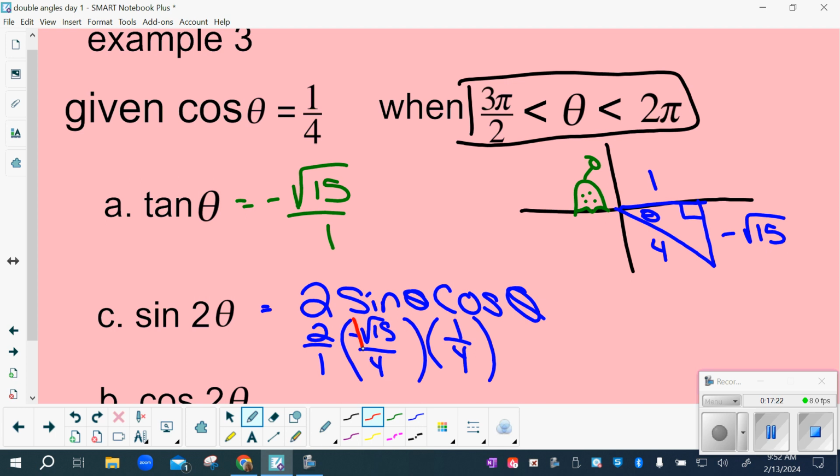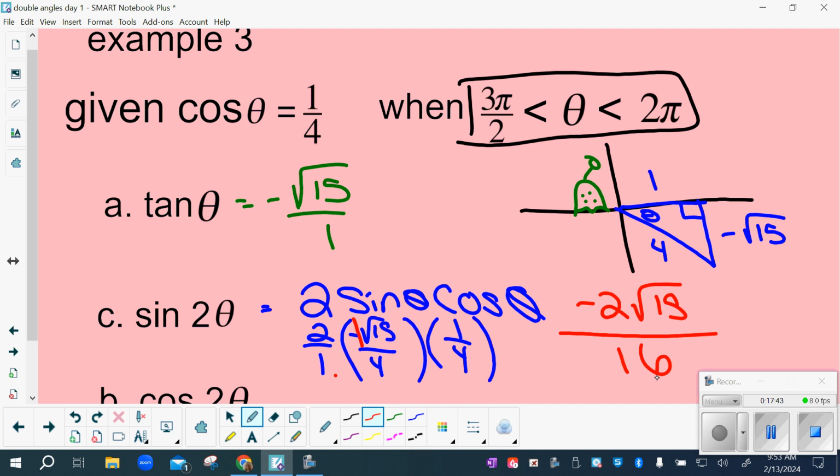2 times negative 1 times 1. So it will be negative 2 on the top, and the root 15 has no other jail friends to multiply with. He's in like solitary confinement. And on the bottom, I get 4 times 4, which is 16.